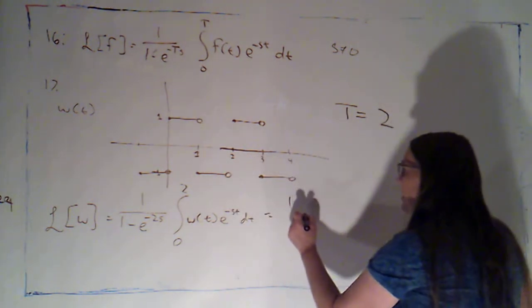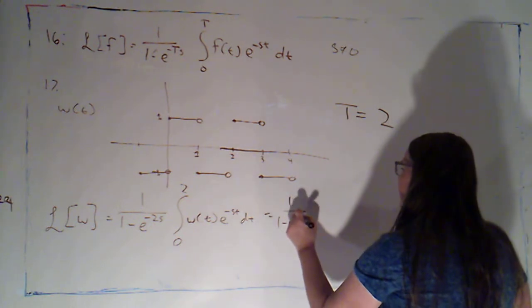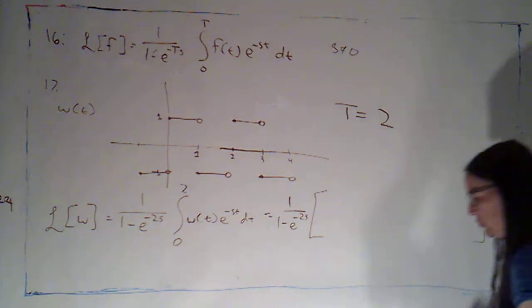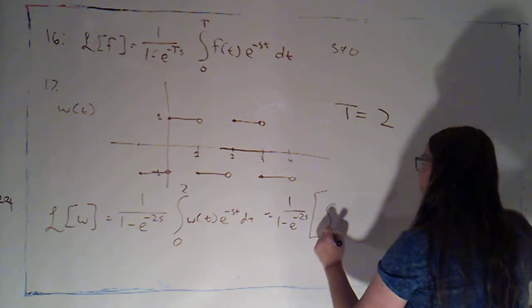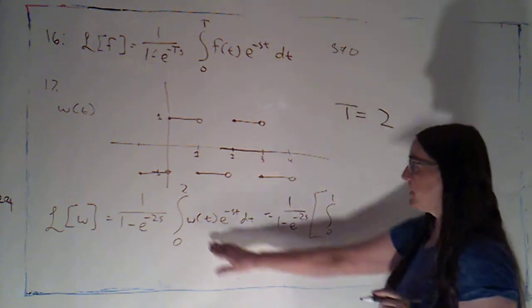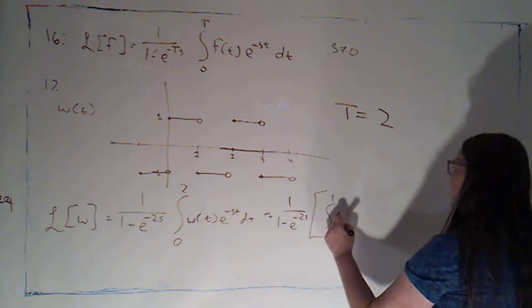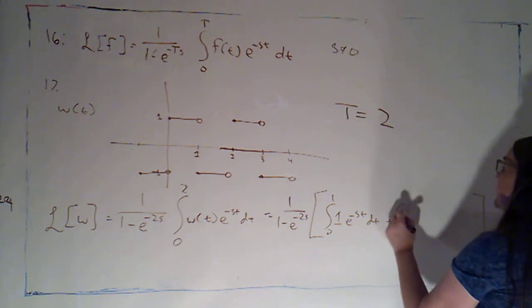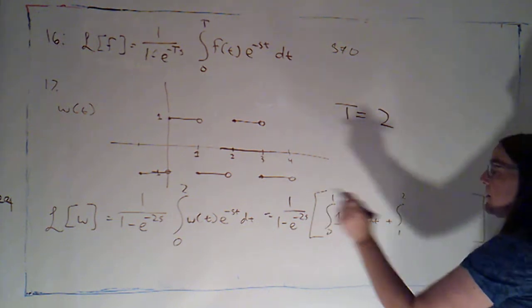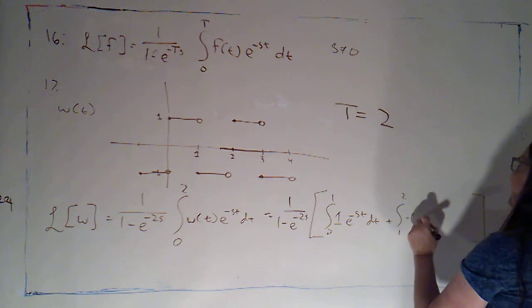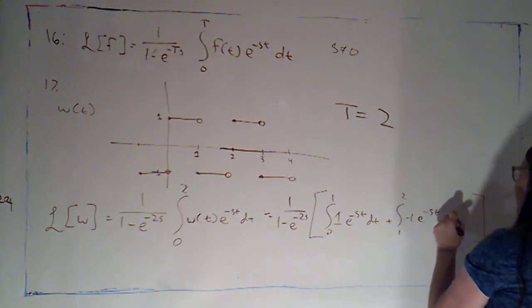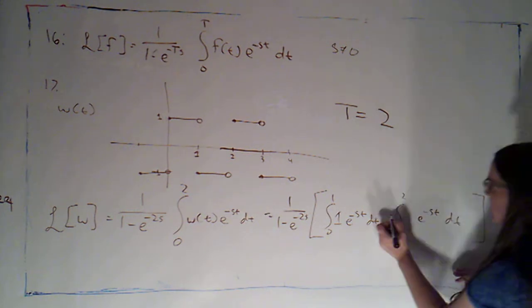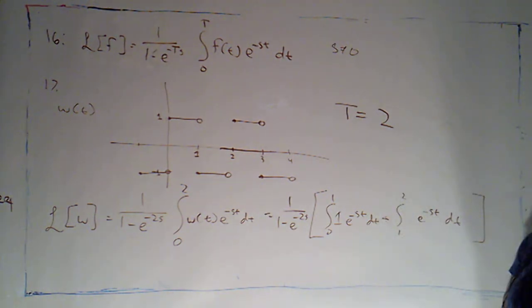So I'm going to say this is 1 over 1 minus e to the negative 2s. I'm just going to break this up into two integrals. From 0 to 1, where my wave function is just 1 times e to the negative st dt, plus the integral from 1 to 2, where my wave function is just negative 1, and then that's times e to the negative st dt. I think I'll bump that negative sign outside and just turn that into a difference of integrals.